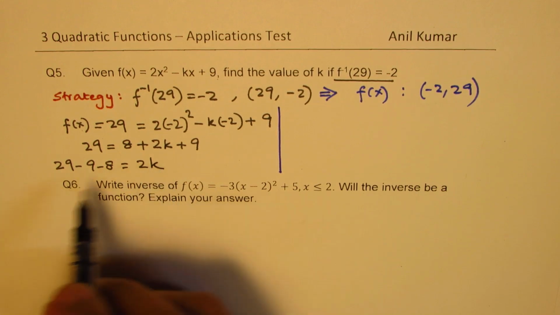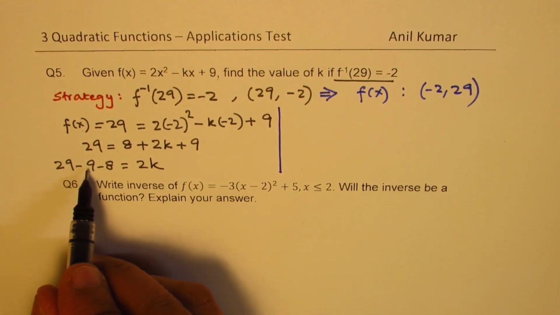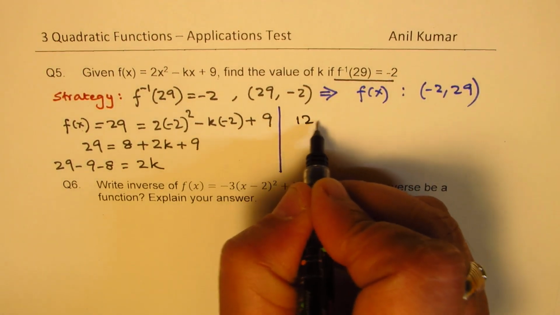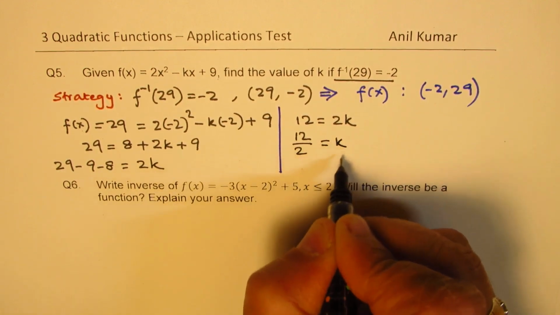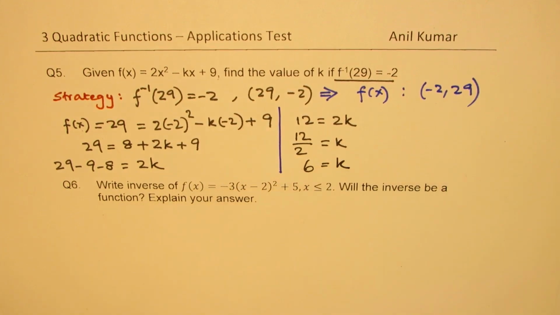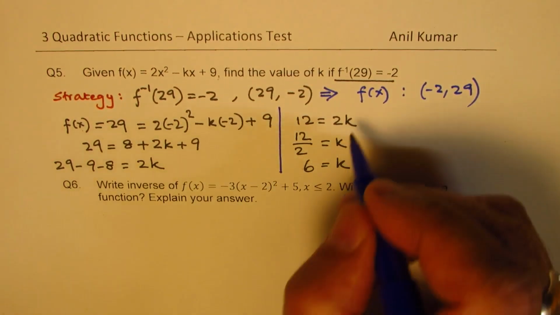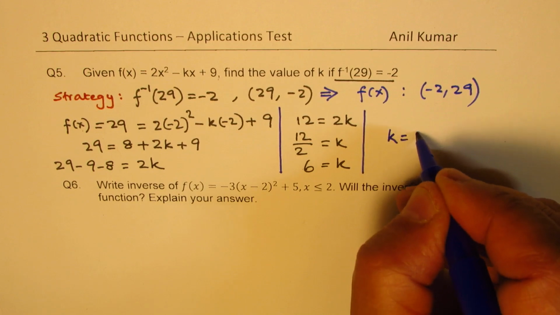So let's solve for k now. 29 minus 9 is 20, minus 8 is 12. So 12 equals 2k. So 12 divided by 2 is the value of k. We get 6 as the value of k, correct? So we do have our answer here, and we say k is equal to 6.